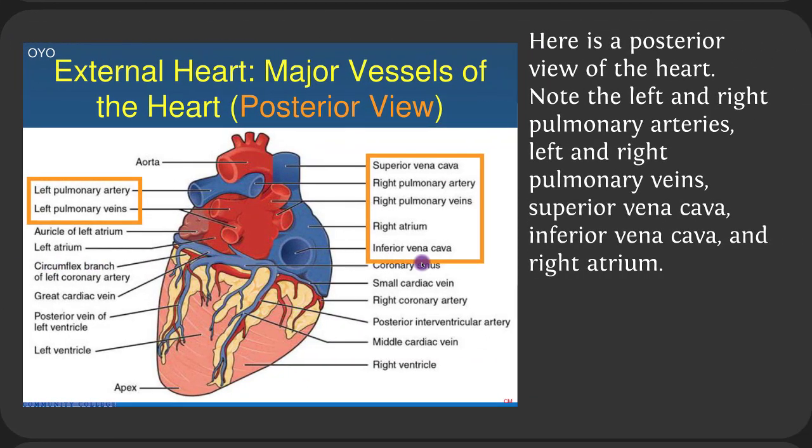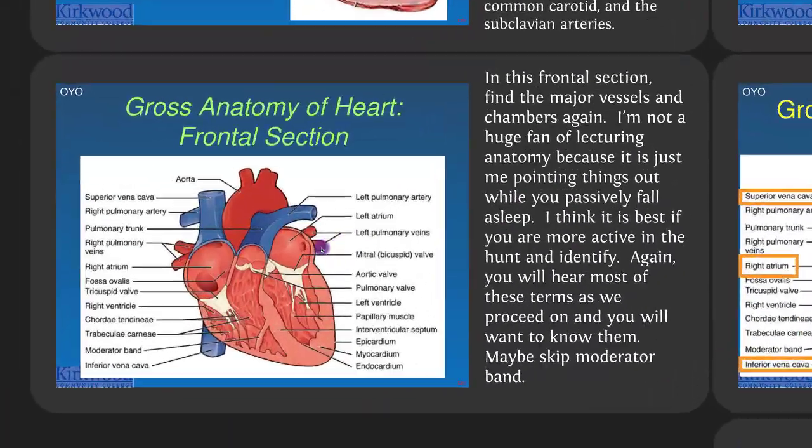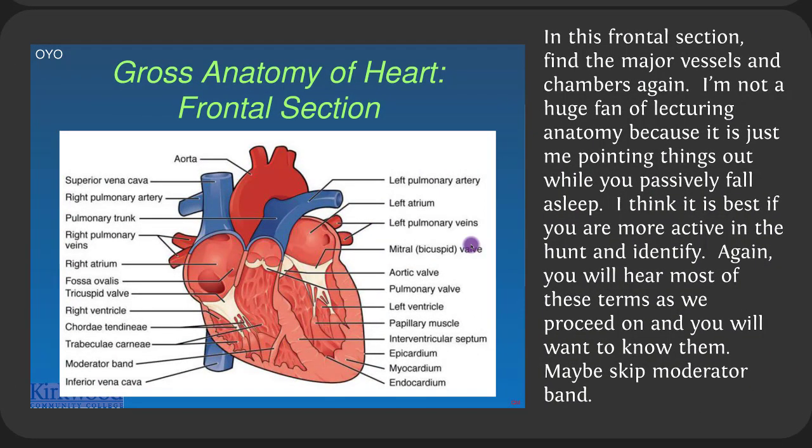Here's a posterior view of the heart. Note the left and right pulmonary veins, so there's 4 of them again. The superior vena cava, the inferior vena cava, and the right atrium is right here. In this frontal section, find the major vessels and chambers again.